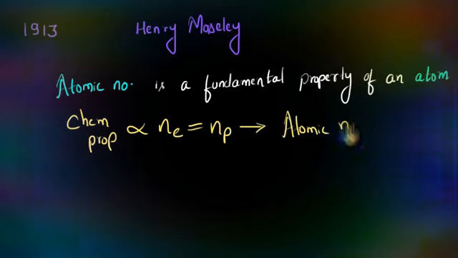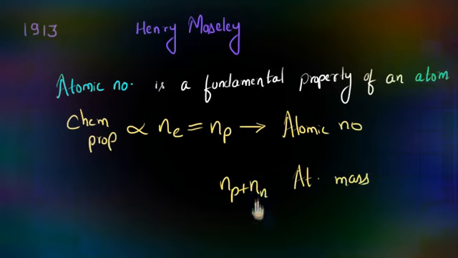The atomic number. So now you see how the chemical properties are dependent on the atomic number, and they have nothing to do with atomic mass. See, atomic mass, let me write it down. Atomic mass is basically the number of protons plus the number of neutrons. And this has no relationship with the number of electrons. So you can see how atomic mass does not decide the chemical properties of an atom.